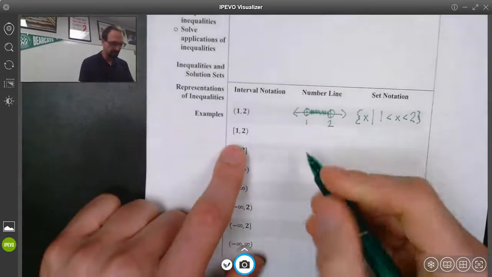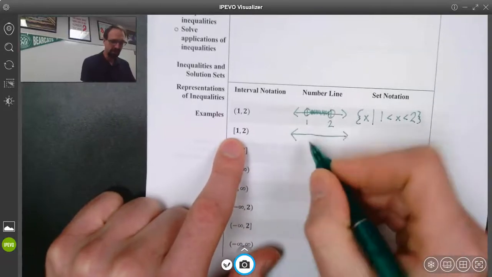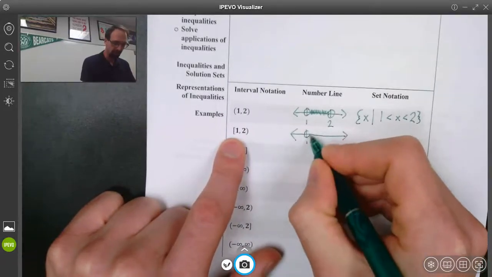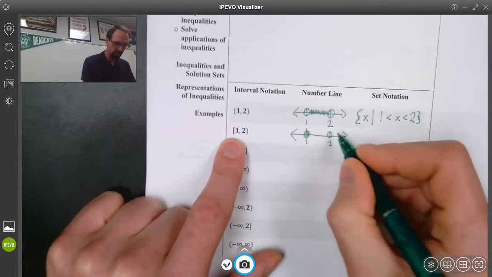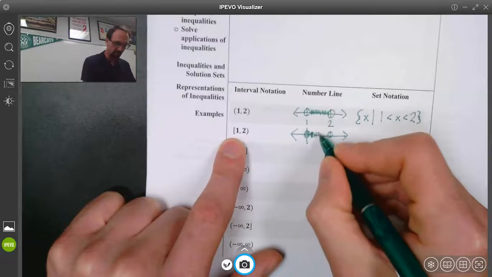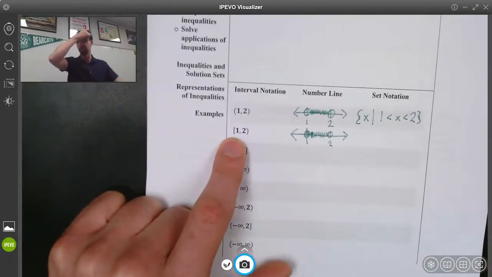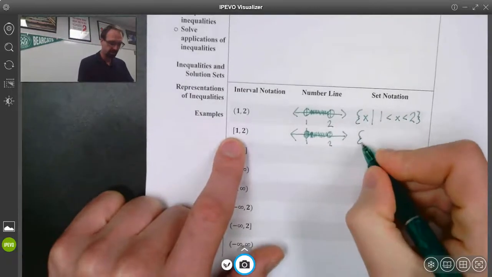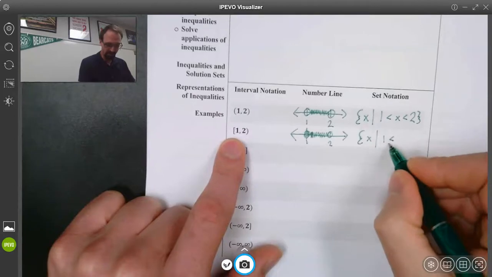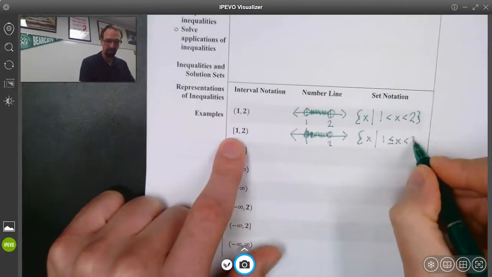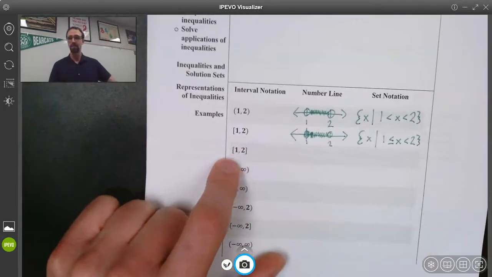For the next one, this bracket in this notation is inclusive. That means we would fill in the dot, and again leave 2 open, so this is from 1 inclusive to 2 non-inclusive. Very similar for set notation: the set of x such that 1 is less than or equal to x is less than 2, or 1 inclusive to 2 non-inclusive.